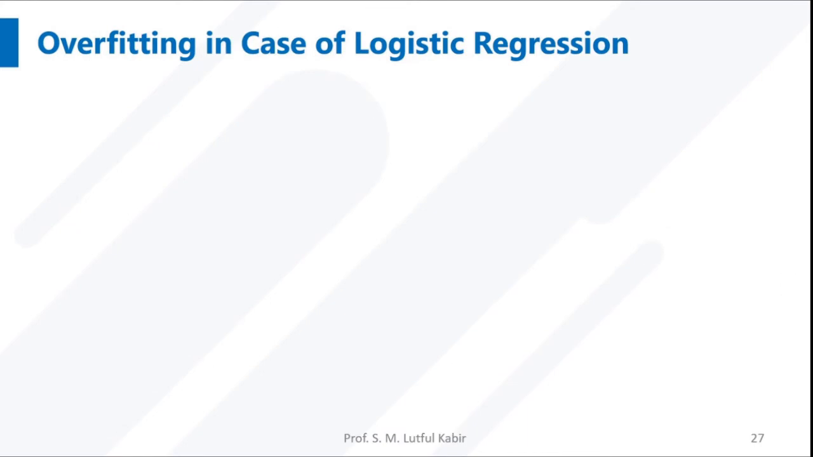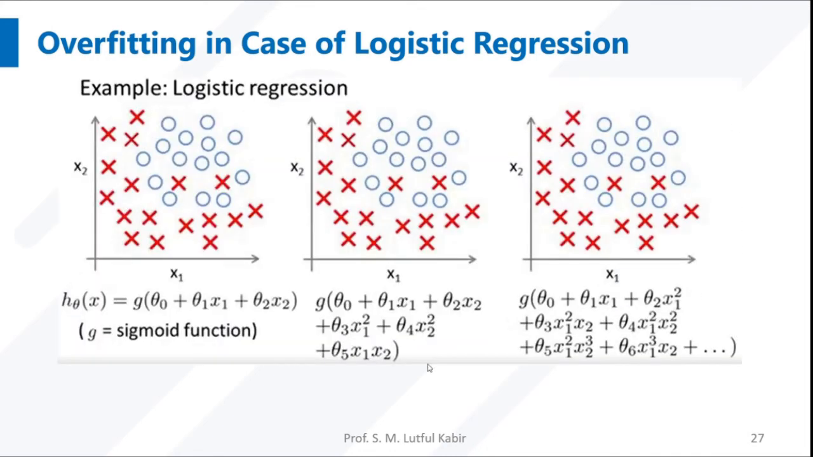Overfitting in the case of logistic regression. Similar to linear regression, in logistic regression there may also be a case of overfitting. Say, for example, you have two features x1 and x2 and you want to distinguish between true and false, or positive and negative. You see on the curve the red points are the positive cases and the circular points are the negative cases.